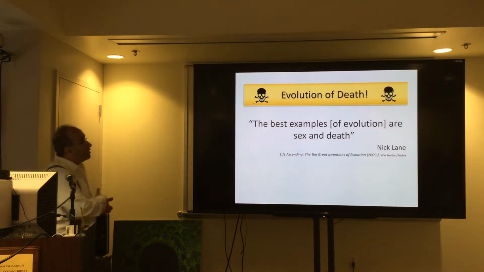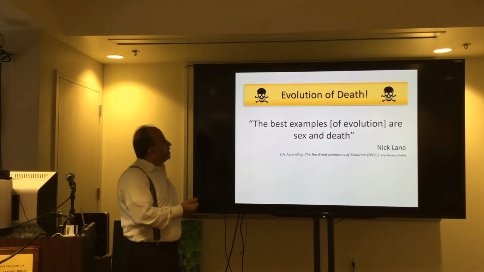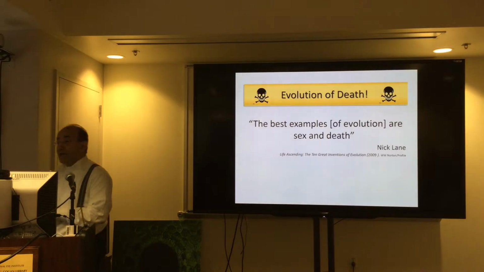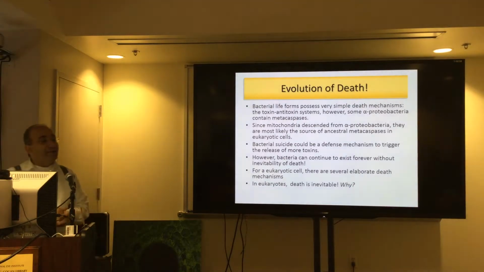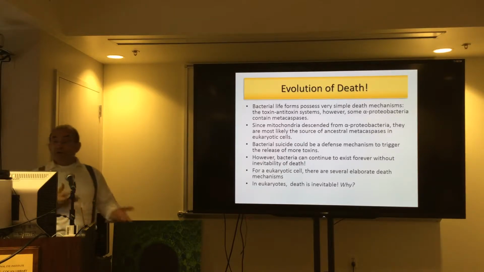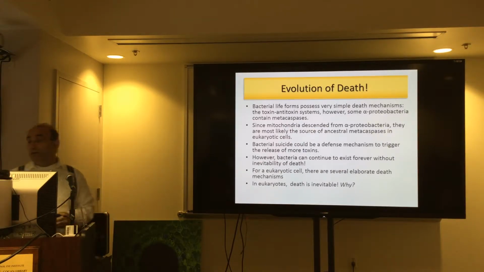So according to Nick Klein, who is an evolutionary immunologist, the best examples of evolution are sex and death. So how did death of cells evolve? If we go into the bacteria, the death system in bacteria is very simple. It is the toxin-antitoxin system, which is a very primitive form. But some alpha proteobacteria have some metacaspases. And since the mitochondria is actually an alpha proteobacteria, most likely the caspases have come into the eukaryotic cell from the mitochondria.